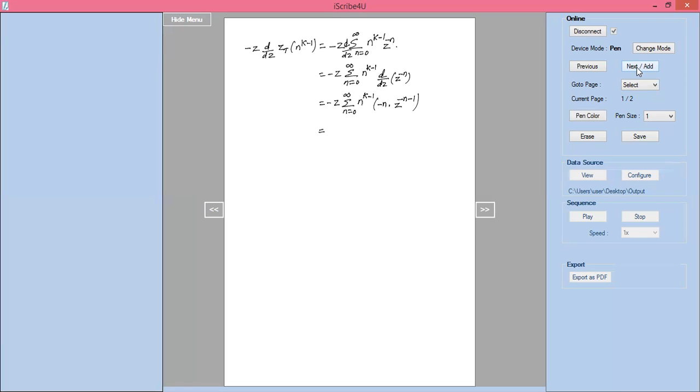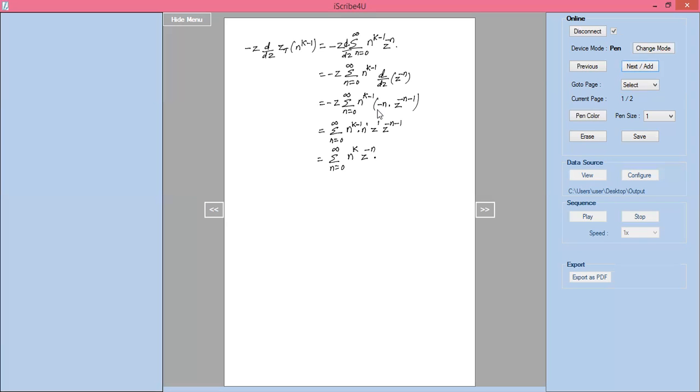See here, n equal to 0 to infinity. Here a minus is there, here one minus is there, so it will become plus. Now I'll write n power k minus 1 into n into z power 1 into z power minus n minus 1. Now if I simplify this, I'll get summation of n equal to 0 to infinity n power k minus 1 plus 1, which is n power k, into z power minus n.